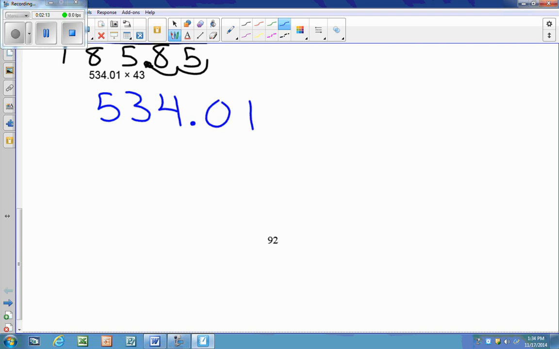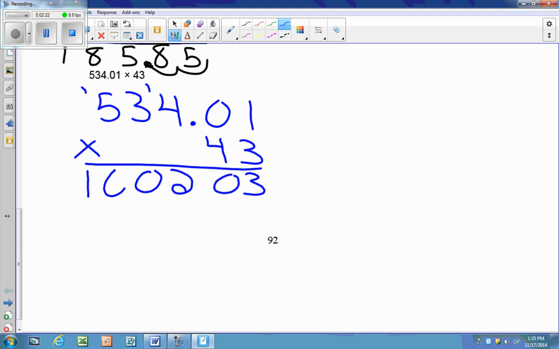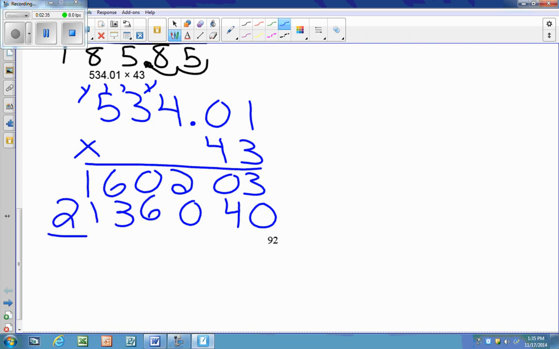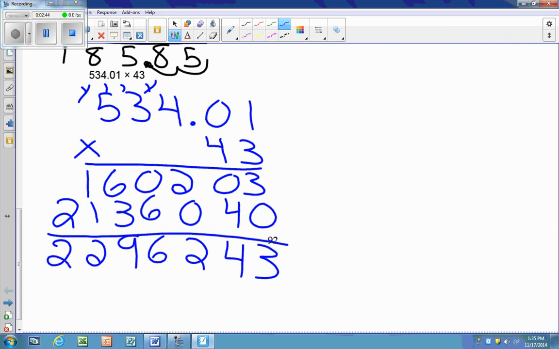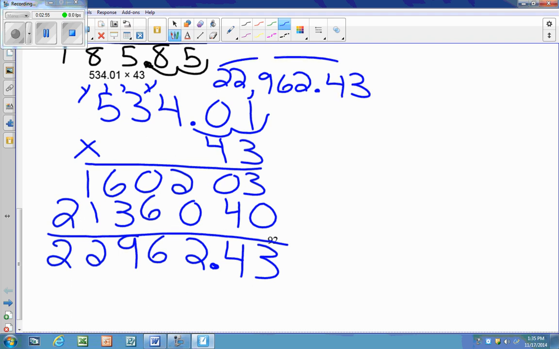We're going to reset it up, and then we're going to multiply. Move on to the next row, so that we're very careful. Please notice that I am not lining up my decimals. We just line all the numbers over to the right so that we can put the decimal in. I have 2 jumps, so 2 jumps. So my answer is 22,962 and 43 hundredths. Make that stand out.